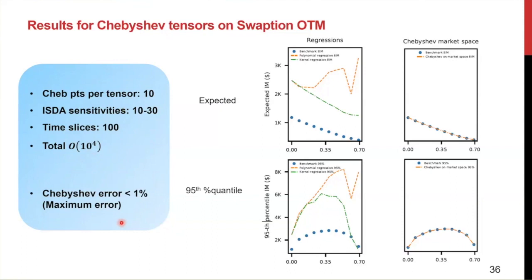And the error that we obtained, well, for all the profiles that we computed, it was less than 1%. In fact, it was less than 0.1% or something like that. It's really, really high accuracy. And it comes, of course, from the properties that I mentioned before about Chebyshev tensors.